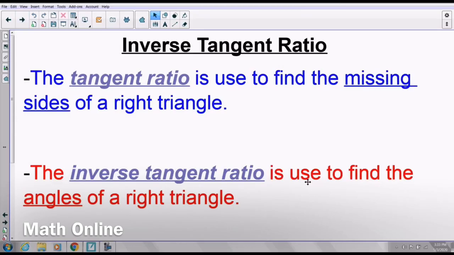Before we start, we want to recall some information. The tangent ratio is used to find the missing sides of a right triangle, and that's what we've been doing for the past few weeks. On today's video, we will learn that the inverse tangent ratio is used to find the angles of a right triangle. So the ultimate goal is to find the measurements of angles on a right triangle. Okay, so here we go.